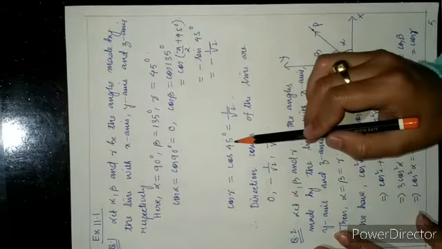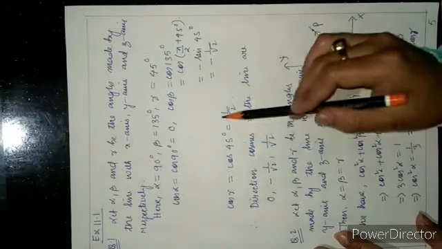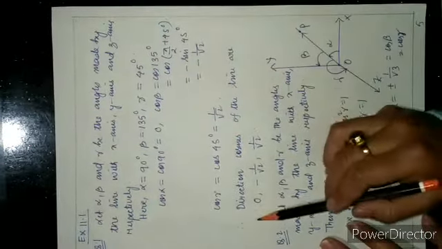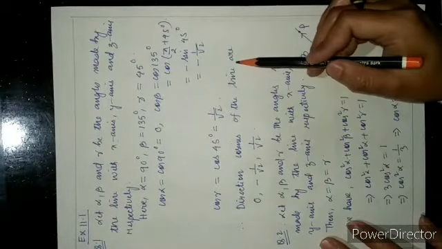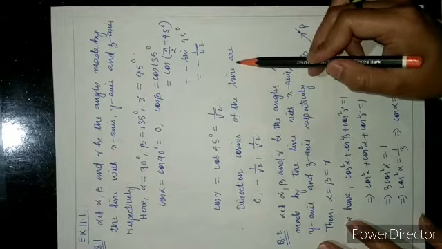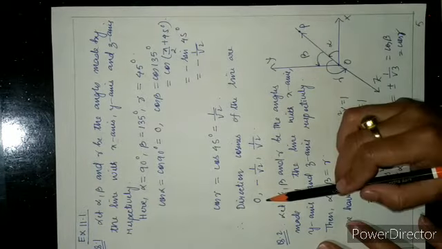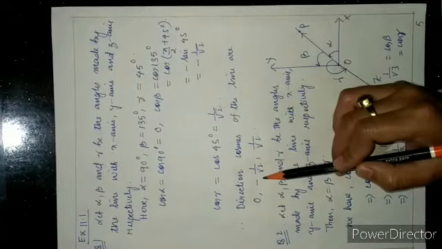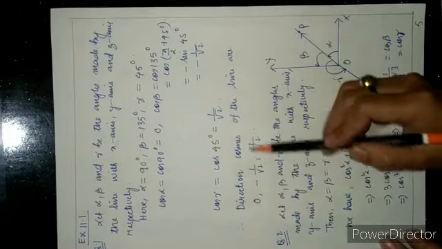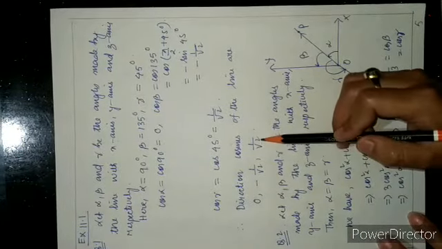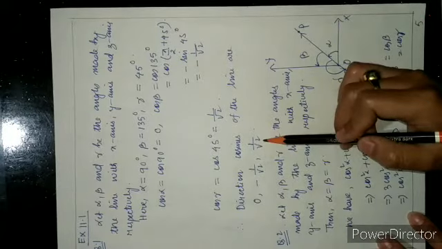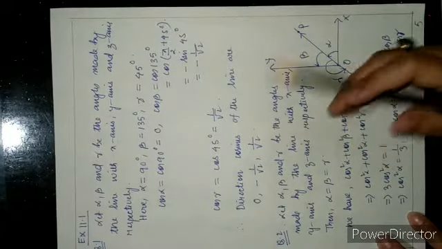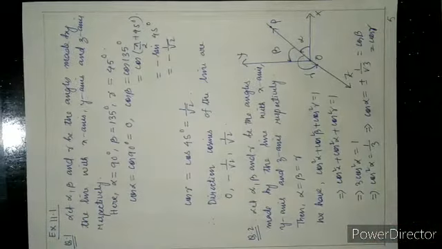The value of gamma is equal to 45 degrees, which is 1 by root 2. And therefore the direction cosines of the line are given by cos alpha, cos beta and cos gamma. Here cos alpha is 0, cos beta is equal to minus 1 by root 2 and cos gamma is equal to 1 divided by root 2.